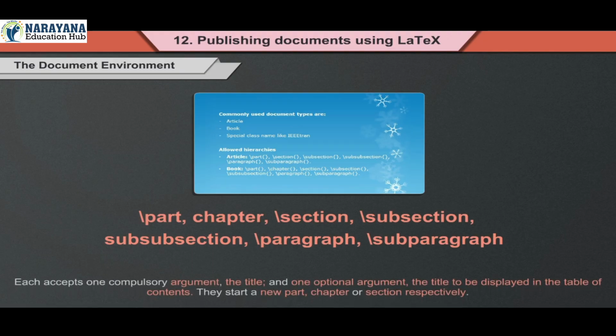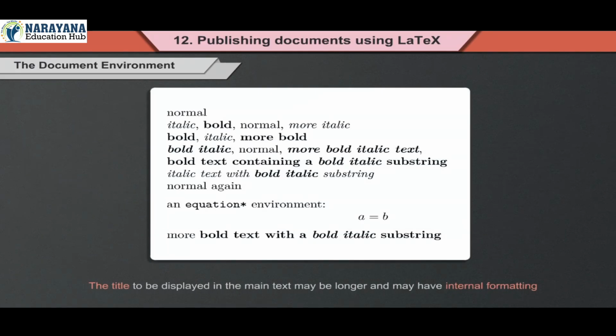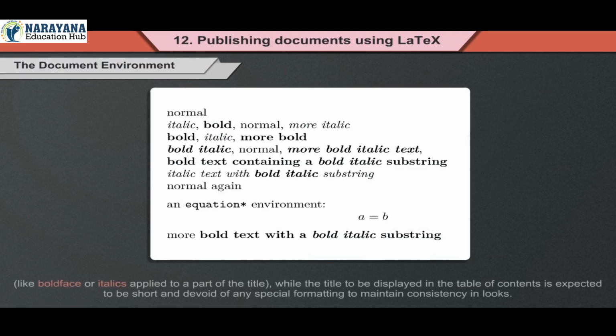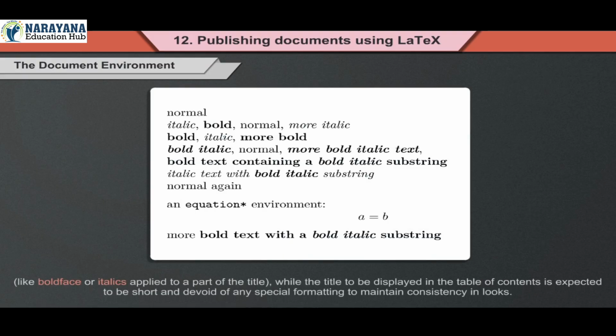Each accepts one compulsory argument, the title, and one optional argument, the title to be displayed in the table of contents. They start a new part, chapter, or section respectively. The title to be displayed in the main text may be longer and may have internal formatting like boldface or italics applied to a part of the title, while the title to be displayed in the table of contents is expected to be short and devoid of any special formatting to maintain consistency in looks.